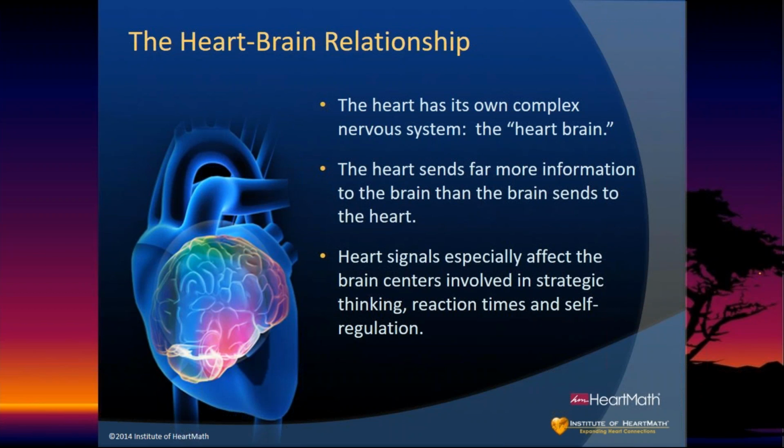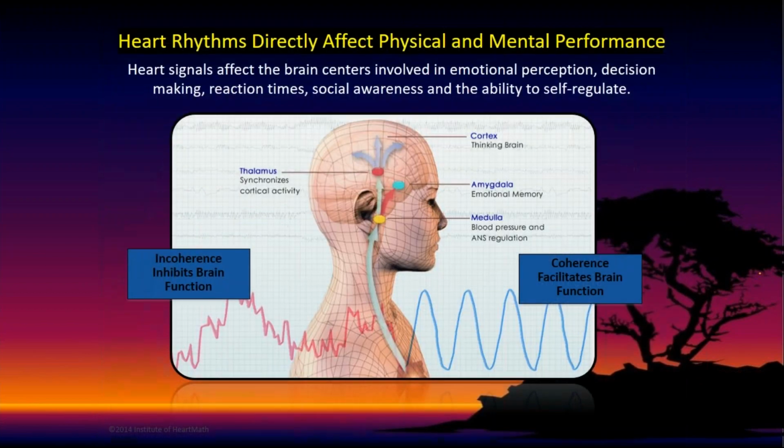So the heart signals especially affect the brain centers involved in strategic thinking, reaction times, and self-regulation. So what we're seeing is that when we're in that incoherent state, it's affecting our thinking. We're not able to think strategically, not able to make clean decisions and decisions that are effective and so on. Our reaction times are slowed, and our self-regulation is hindered or reduced. So very important aspect to know.